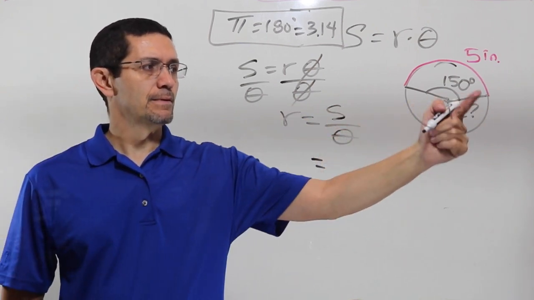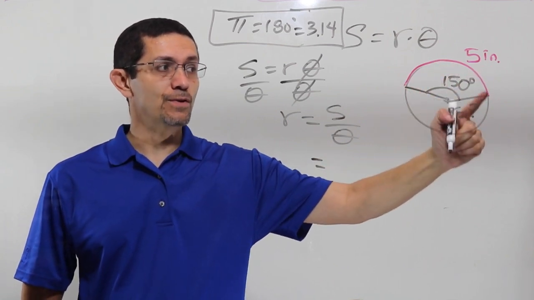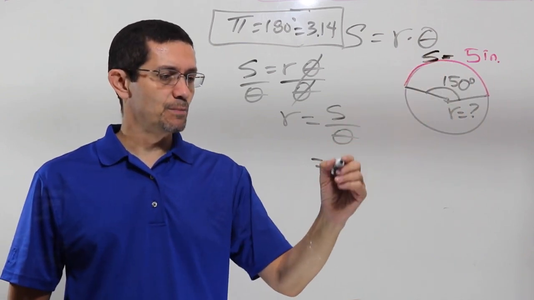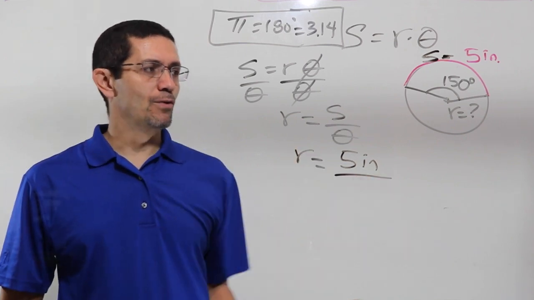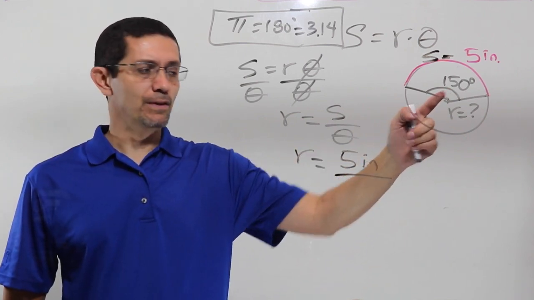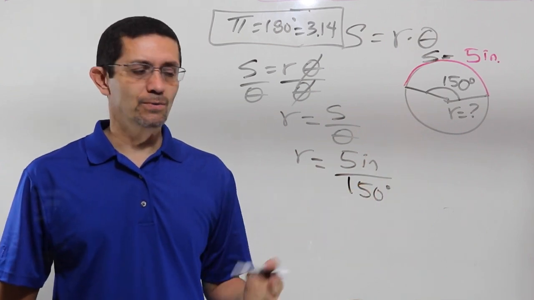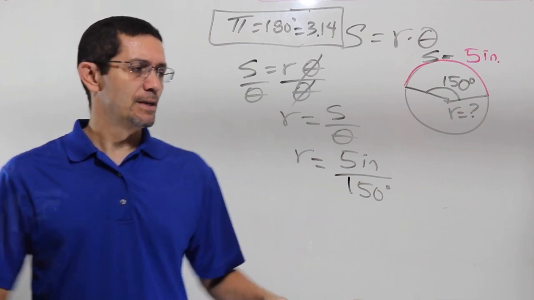S, as you can see, I have 5 inches in red. That means that's my arc. So 5 inches is my arc. I'm looking for my radius. Over theta is 150 degrees. Can I have degrees? No. So the first thing that I need to do is change that 150 degrees into pi radians. So let's do it here.